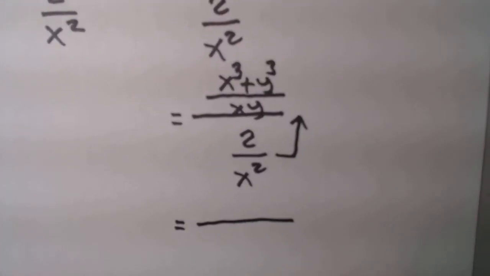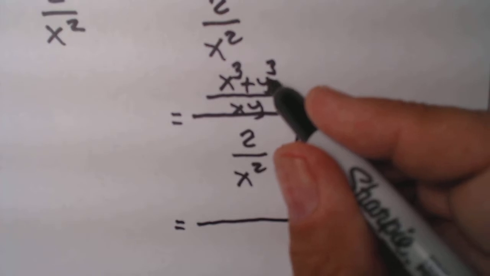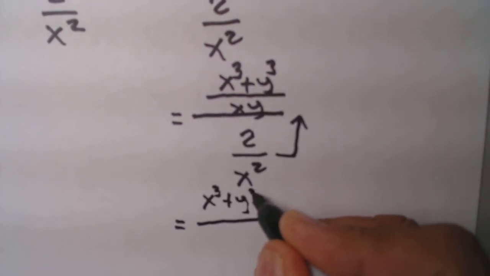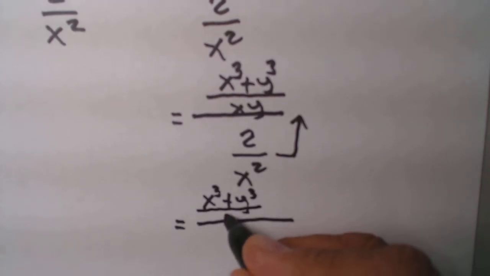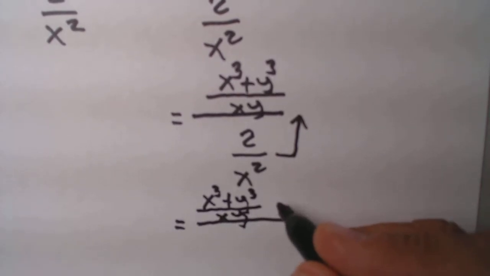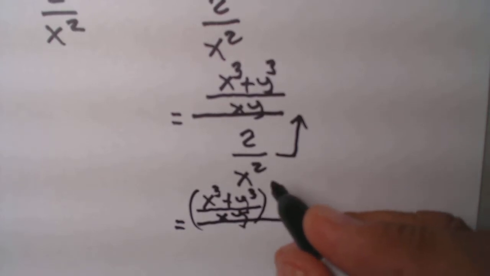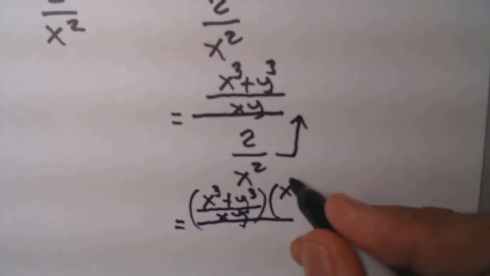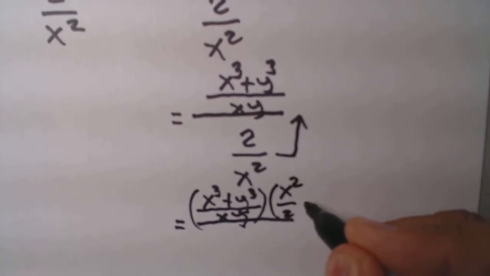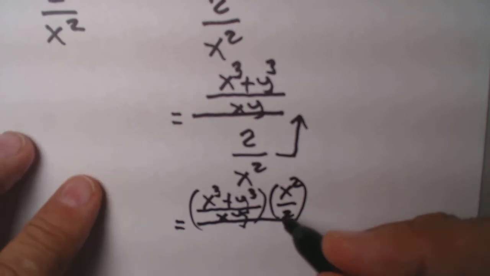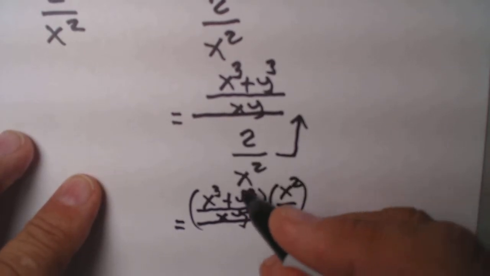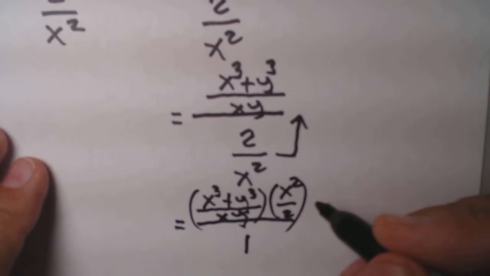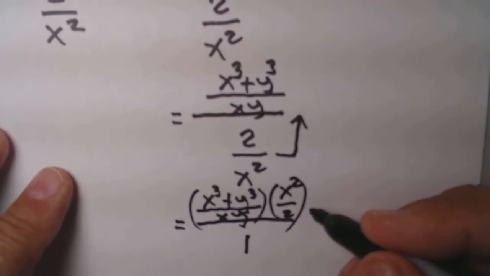Okay, here it is. Again, upstairs, we've got the x cubed plus y cubed all over xy. There it is, times now the x squared over 2. Remember, we had to make sure we did the reciprocal on this, so here it is. And of course, the reciprocal down the bottom here, multiplying by that, would have given us the 1, so we'll just put it in here to make note of that.